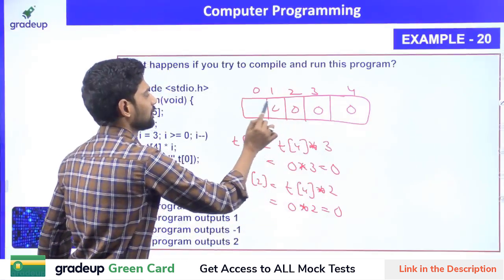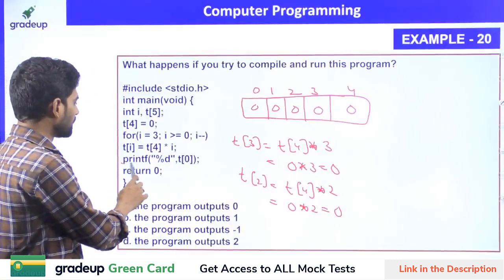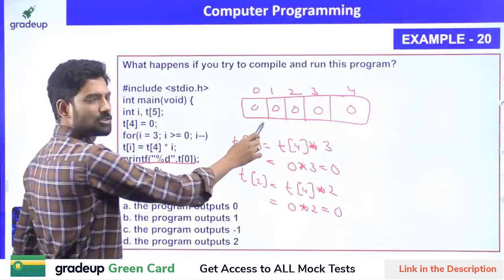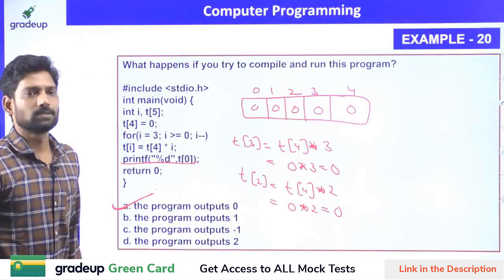So what will be all the values? Zeros. Now print t[0]. What is t[0] also? 0. So the program outputs 0.